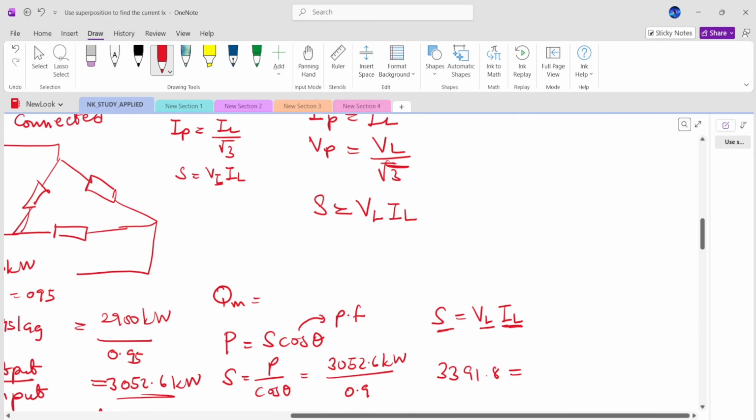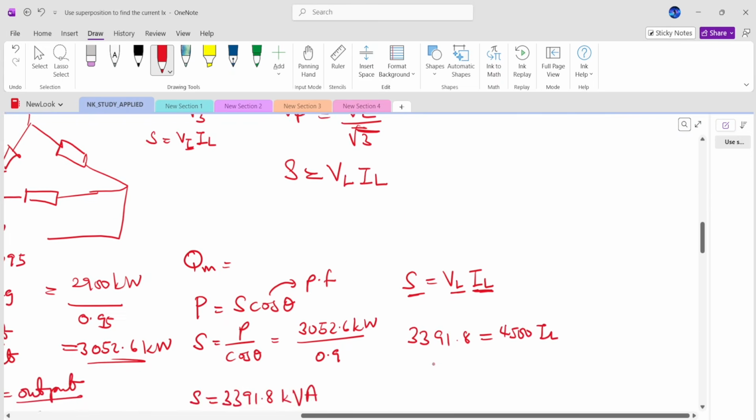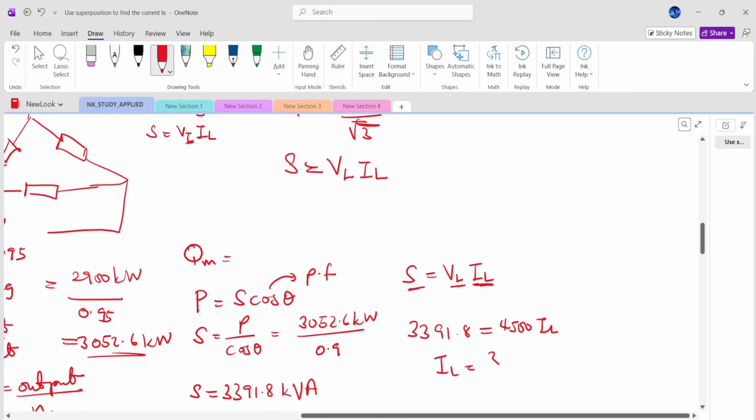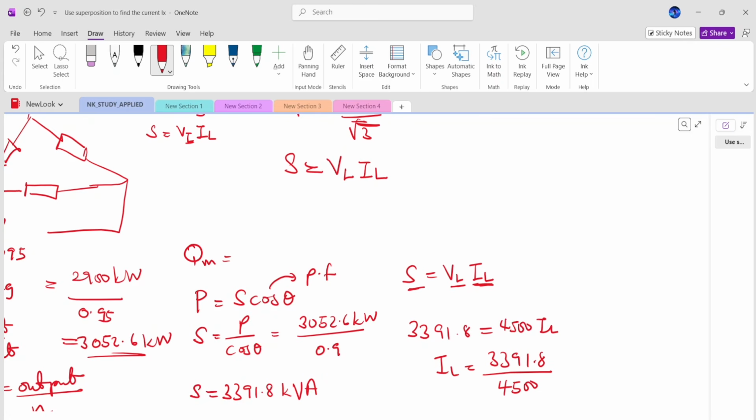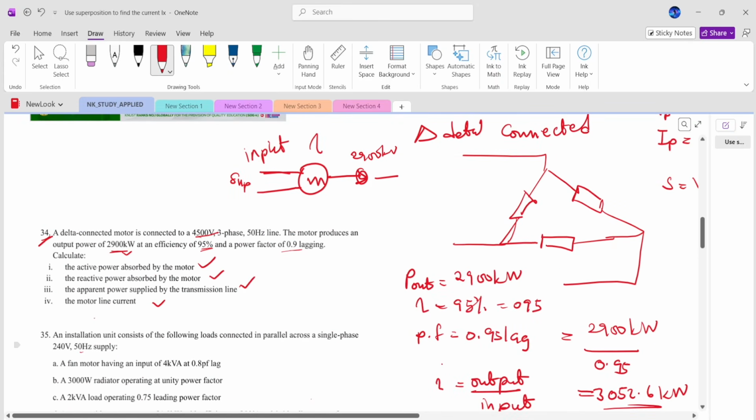Know that what they are giving you is a line current. So it's going to be 4500 IL. At the end of the day, IL is going to be 3391.8 divided by 4500. That's going to be 0.75 amperes. So that's the solution to that question. That's how we solve a question of that nature.